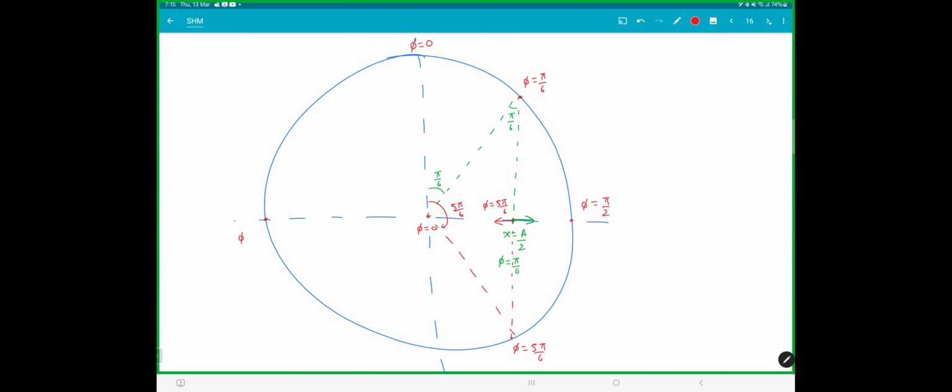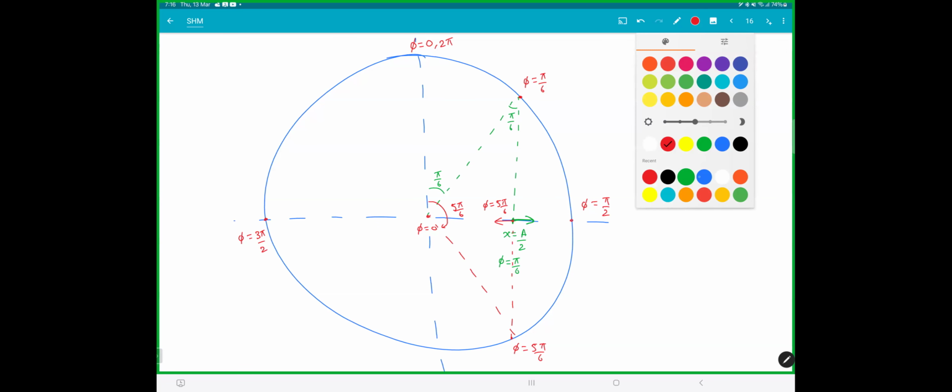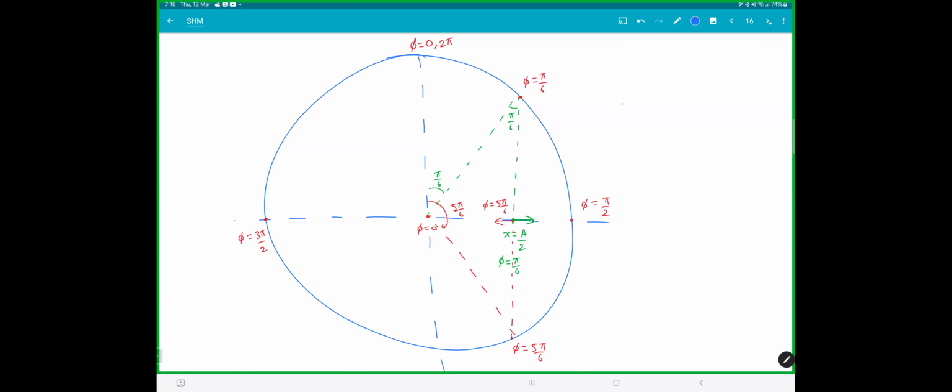When you come here, you'll get 3 pi by 2. When you come back here, you're going to get 2 pi. So remember, phi's value lies only between 0 to 2 pi. You can't take negative values. So phi lies between 0 and 2 pi. Once it crosses 2 pi, you make it 0 again, just like periodicity for sine and cosine functions.